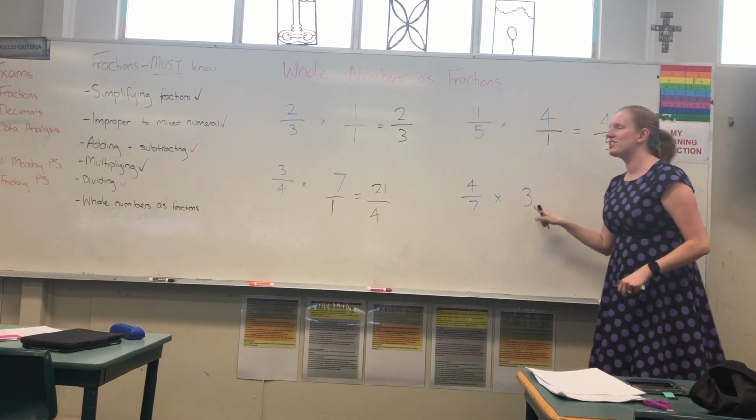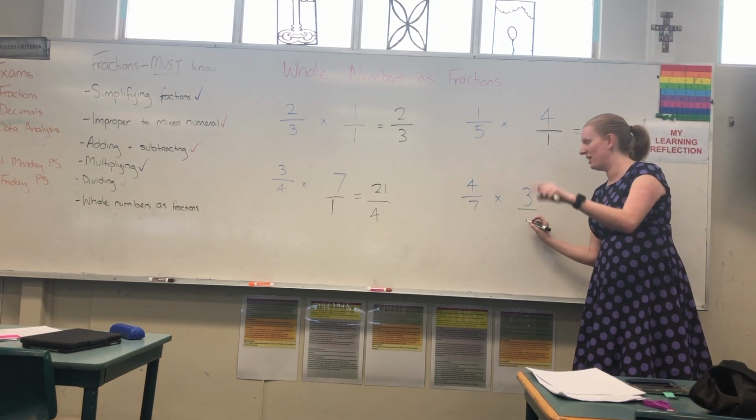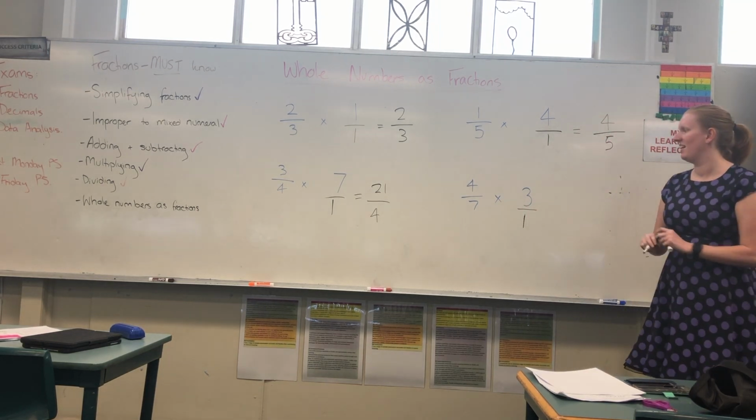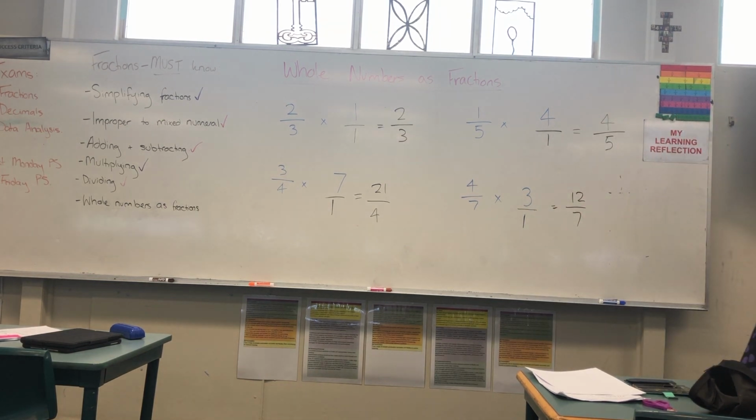Tommy, how do I turn this 3 into a fraction? 3 under 3. Ooh. This 1 under 1. Awesome. It's 12 over 7. Awesome. Great. Happy days. Any questions about that?